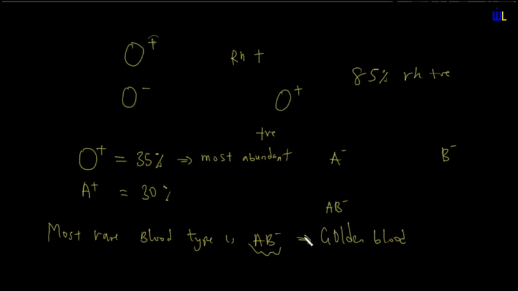So that's that basically. The golden blood, which is the rarest blood type, is AB negative. It makes up about 1% of the world's entire population. Now, how does Rhesus positive and negative affect us? Majorly, where it affects is with respect to childbirth.